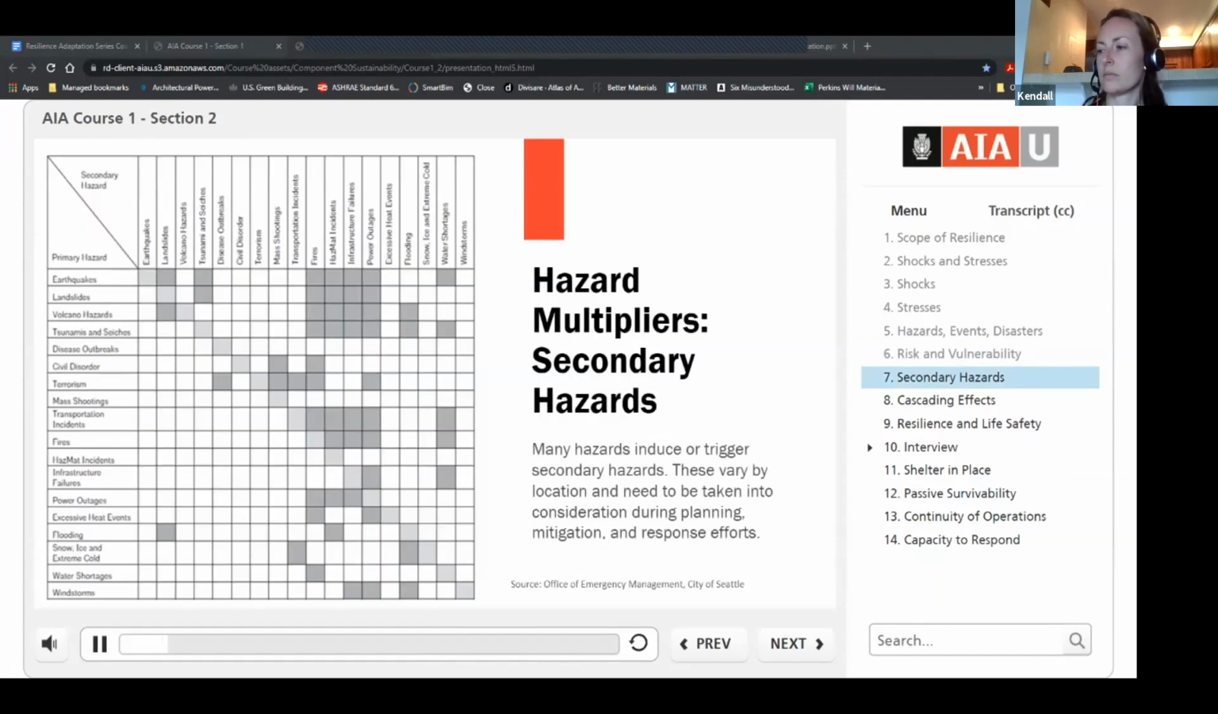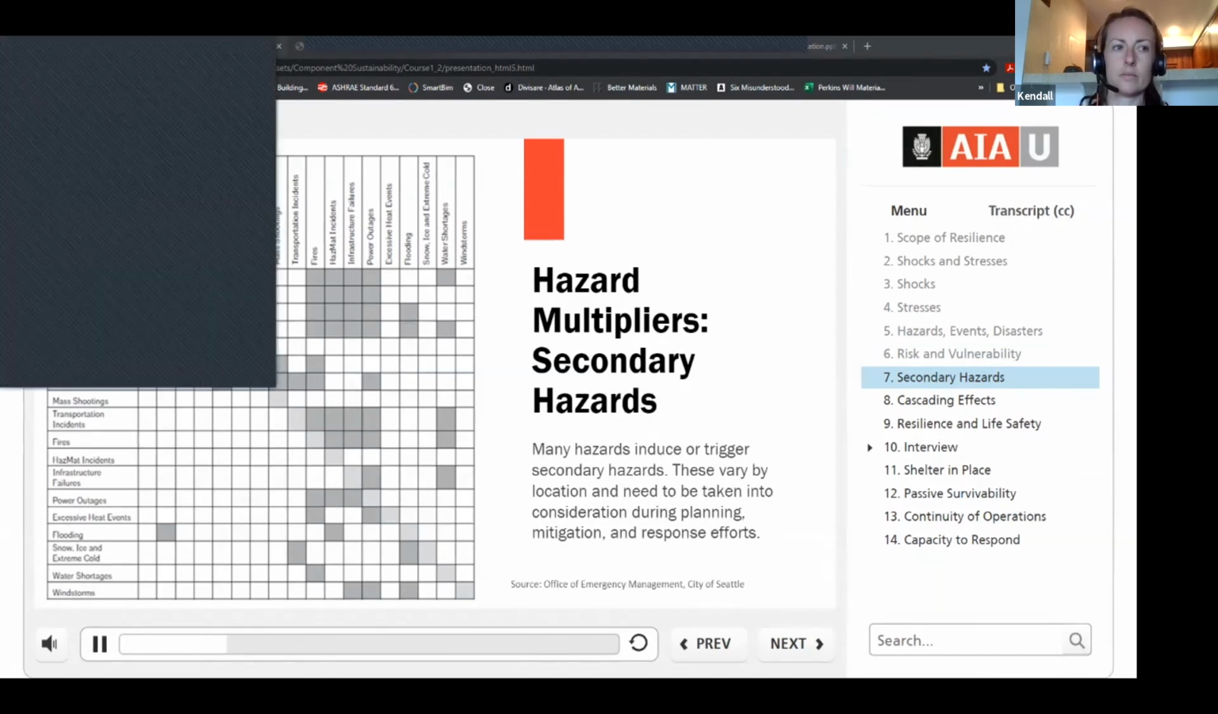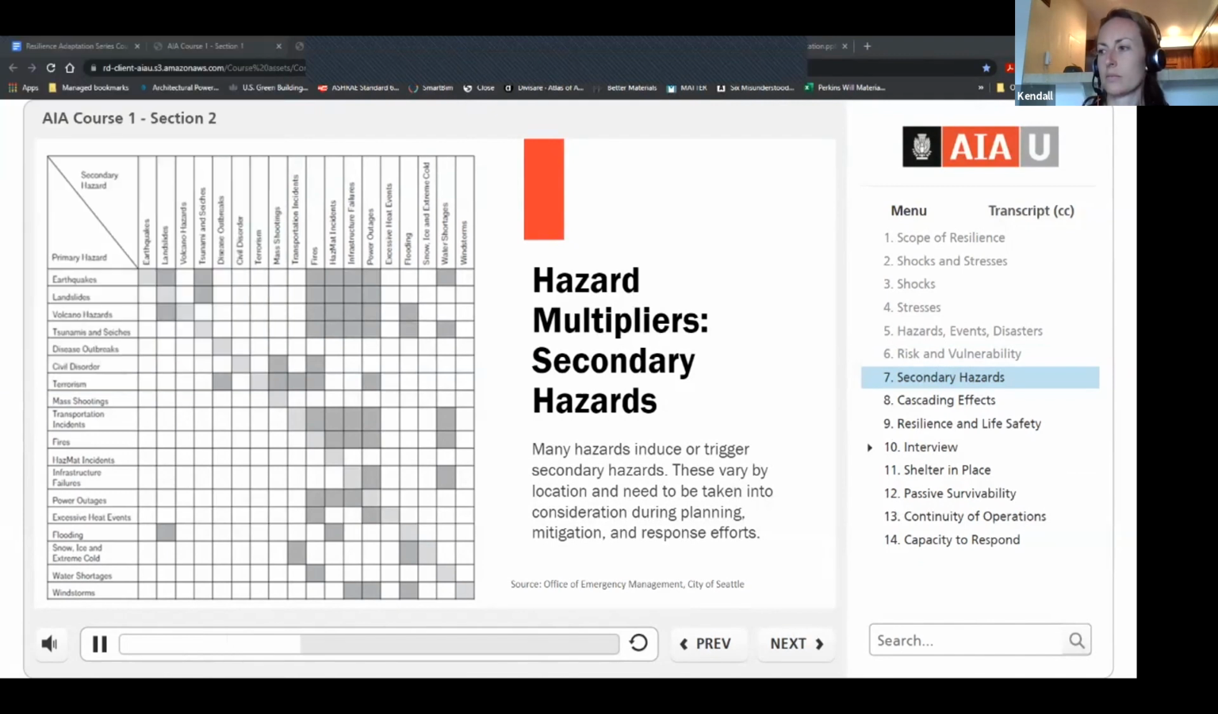Many hazards induce or trigger secondary hazards. These vary by location and need to be taken into consideration during planning, mitigation, and response efforts. For example, earthquakes may down power lines, triggering fires. Flooding can lead to drinking water contamination. These multi-hazard events are not specifically addressed in building codes, thus it is important to consider secondary and tertiary hazards as well as the initial event when designing for resiliency.